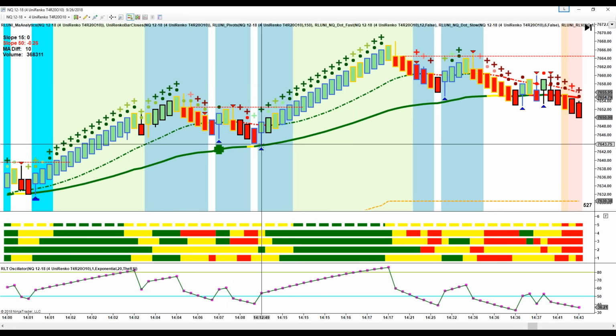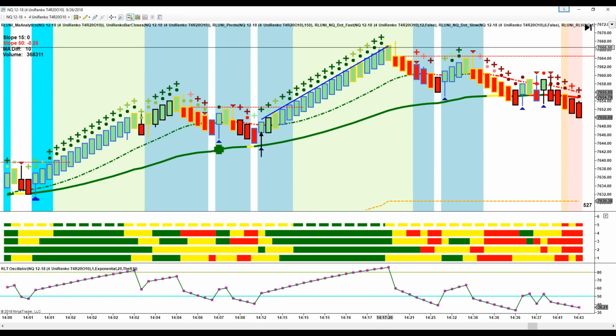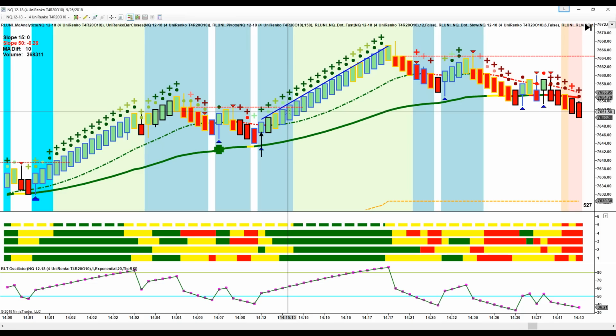Here's your perfect long trade. Background bias is blue, and up you go. When you trade in the direction of the multi-time frame trend, you're going to take the lowest risk, highest reward trades.